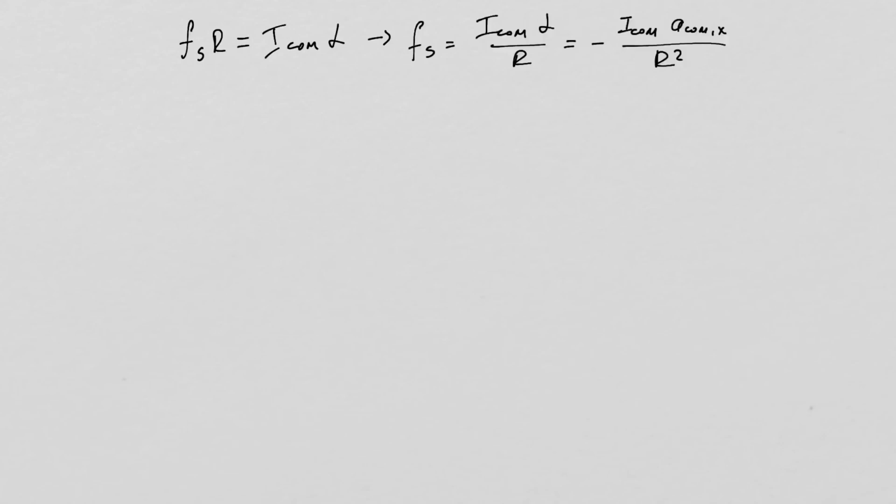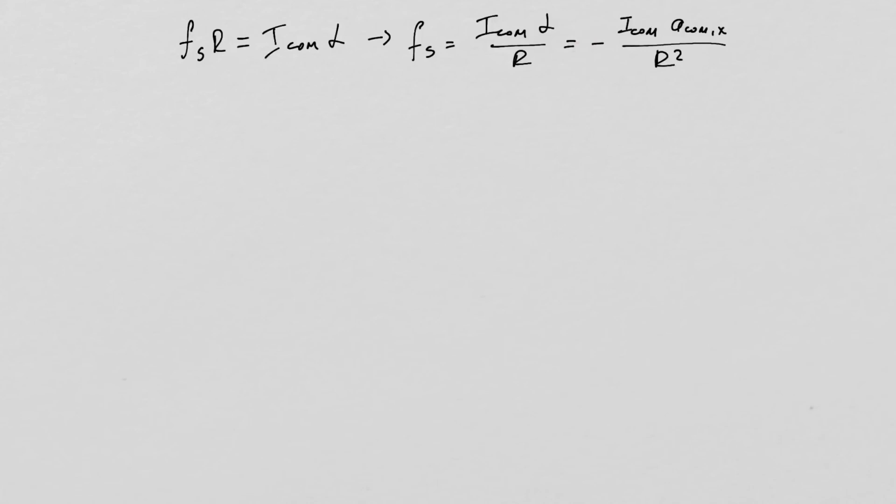To find the force of friction, I'm going to use the torque that the force of friction produces, and I'm going to make it equal to the moment of inertia of the ball times the angular acceleration of rotation of the ball. So Fs times r is equal to I times alpha. So from here, Fs is equal to I alpha divided by r, replacing alpha with its equal in terms of the acceleration of the center of mass and the radius. I get minus I times a_x divided by r squared.